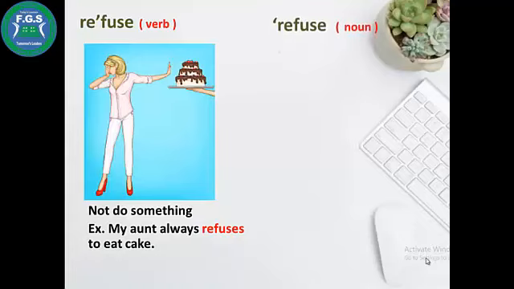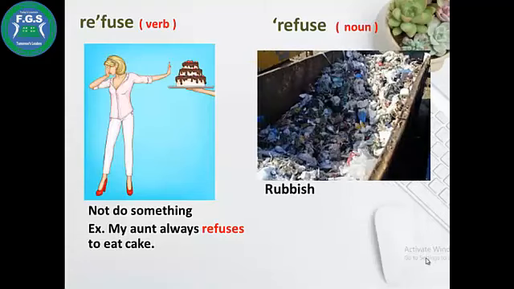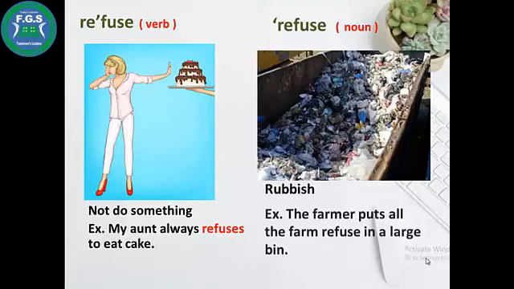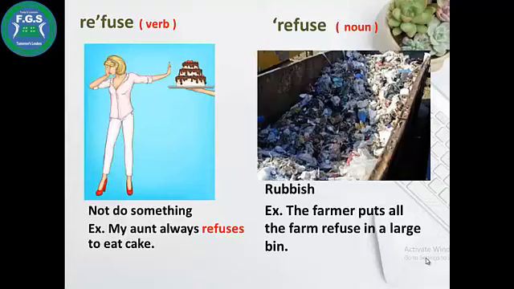Here refuse, the stress here is on the first syllable. Refuse. And refuse here means rubbish or garbage. The farmer puts all the farm refuse in a large bin. Here refuse means garbage. It's a noun. But a verb, refuse, means not to do something or not to accept something.